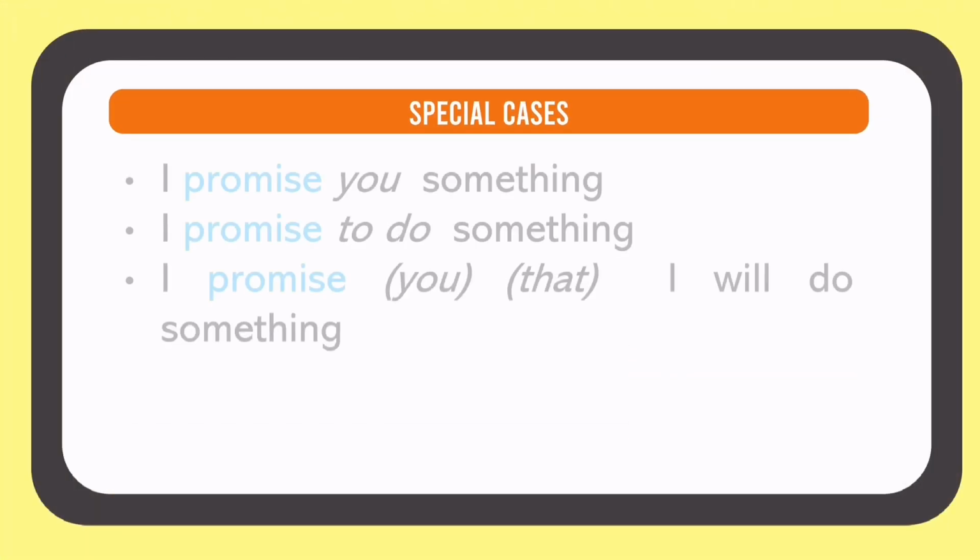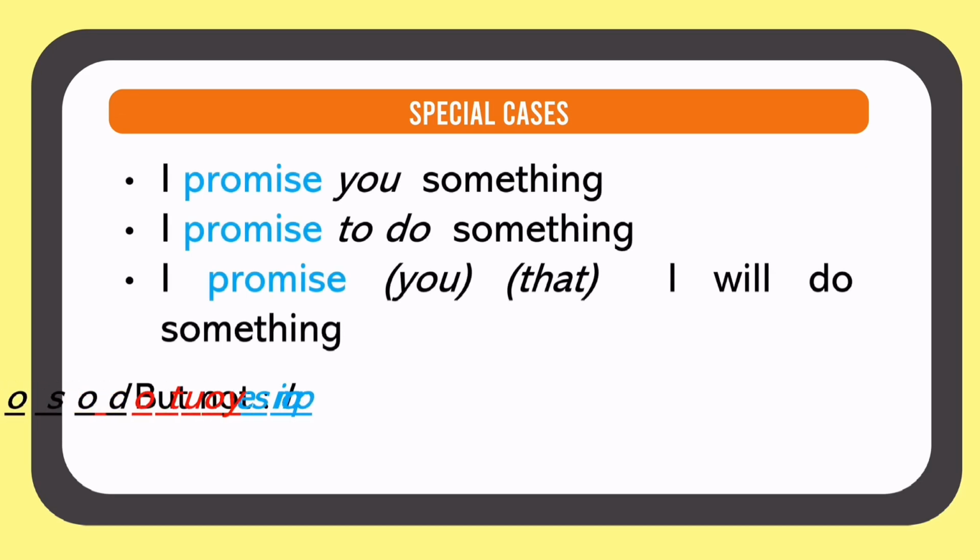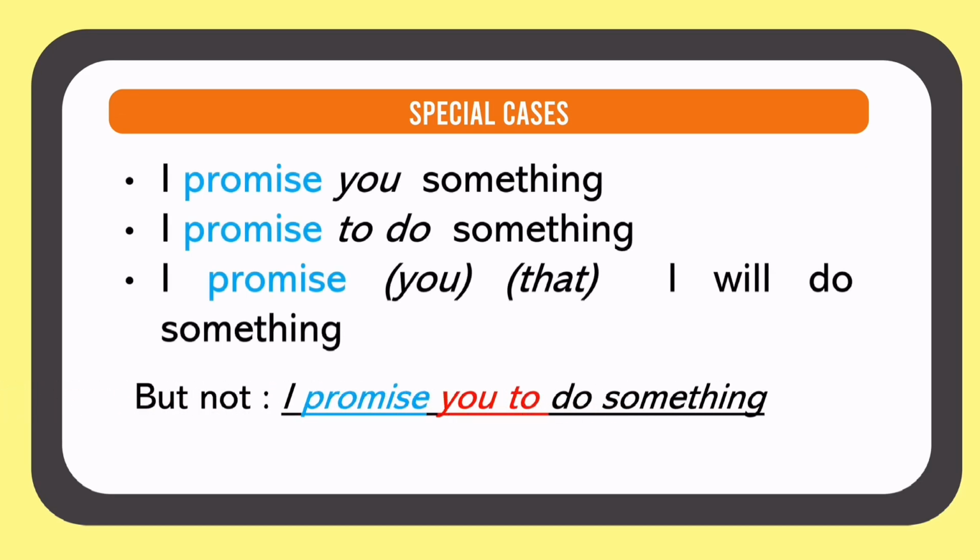It's a special case for the usage of the verb promise. As you can see, I promise you something, I promise to do something, I promise you that I will do something, but not I promise you to do something. You cannot put an object between promise and to.